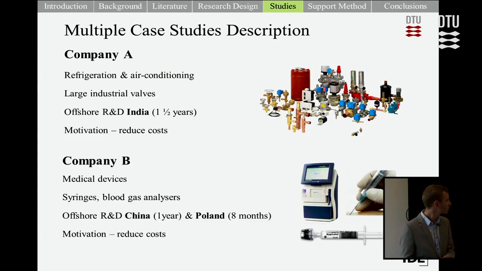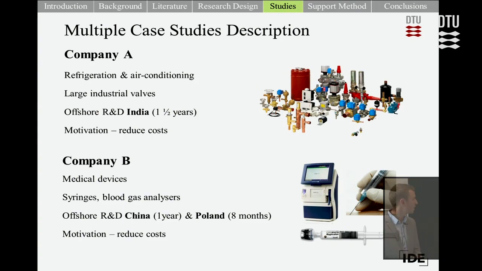And Company B focused in the medical device sector and specialised in the production of syringes and blood gas analyzers to be used in the hospital environment. And they recently established offshore R&D departments in China and Poland with, again, the main motivation to reduce costs.